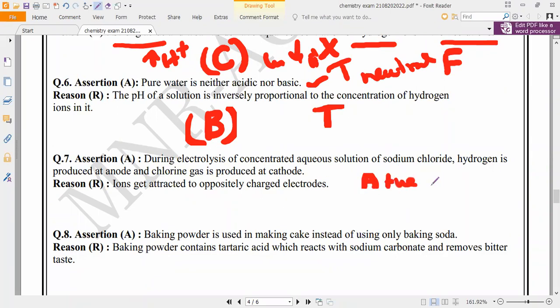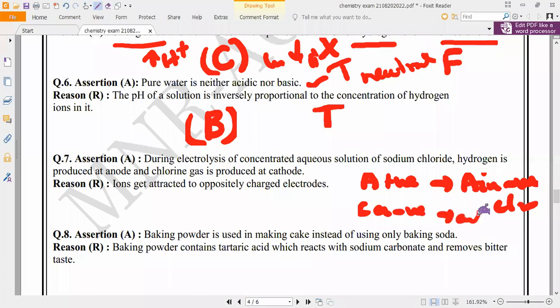Anode means, false, sir. So which ions will come? Anions. Chlorine should come. So cathode is negative and cations are positive. So cations should come. So this is wrong. False.